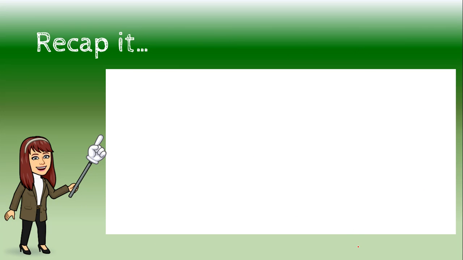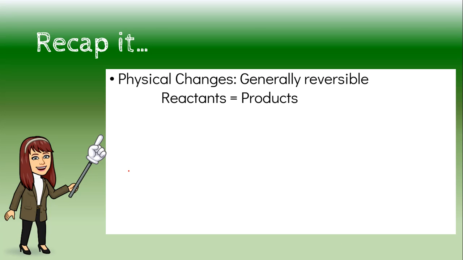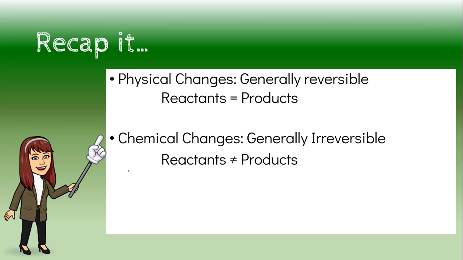All right, my friends, let's recap this. First things first, physical changes are generally reversible. Generally, but not always, okay? The key thing here is reactants equal the products. That ain't no change, yo. The next thing is chemical changes. They're generally irreversible. My reactants do not equal my products.